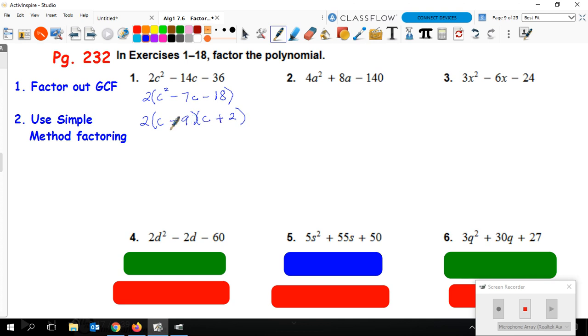You could even check to see that's correct by doing the FOIL technique. First term should give you C squared. Outside is 2C, inside is negative 9C, and if you combine those, you get the negative 7C. And then negative 9 times positive 2 does give you negative 18.